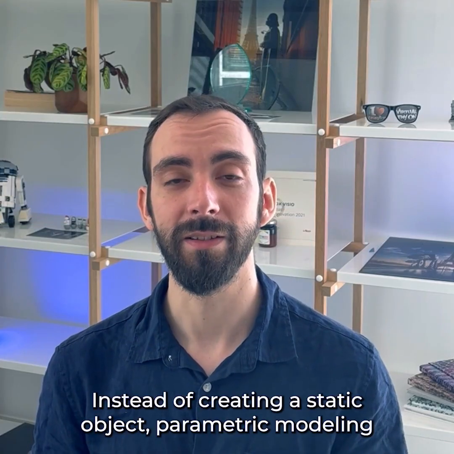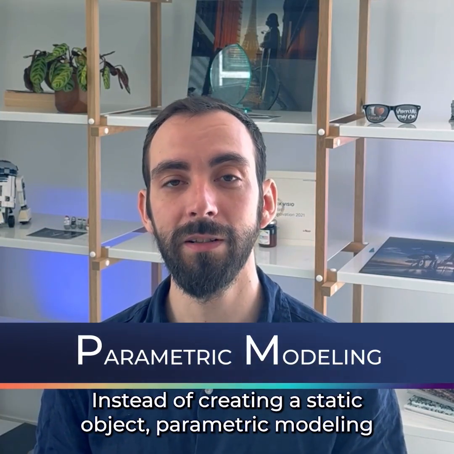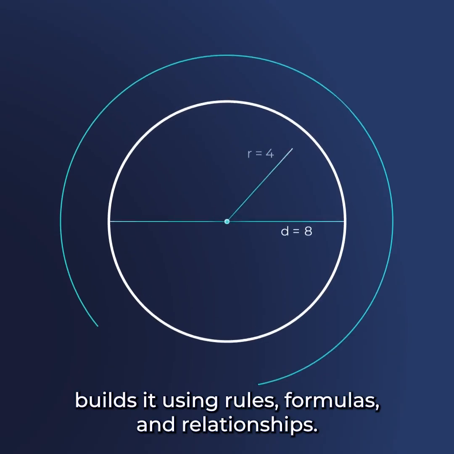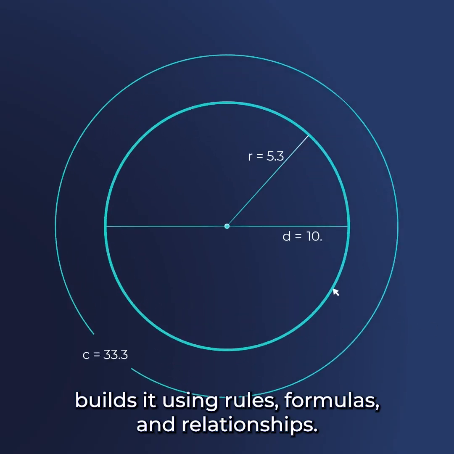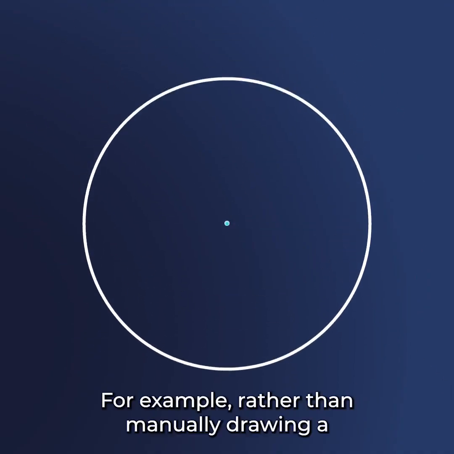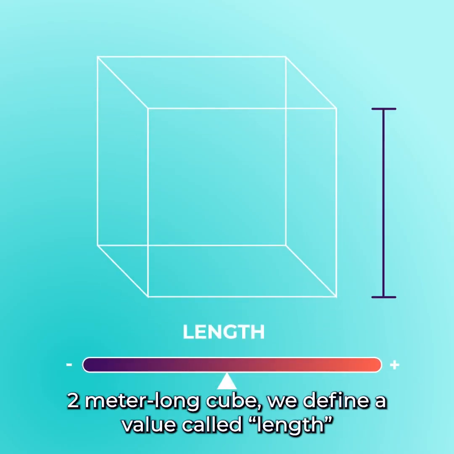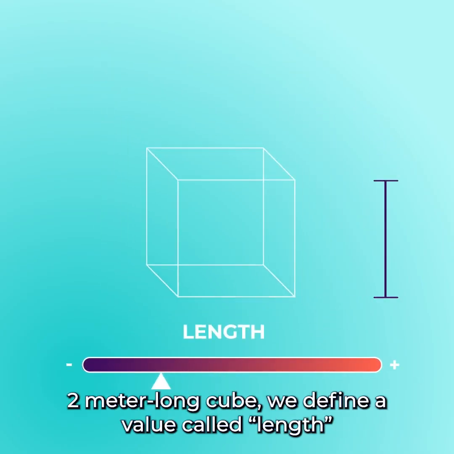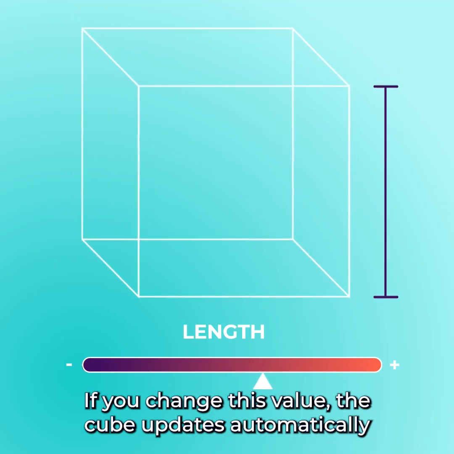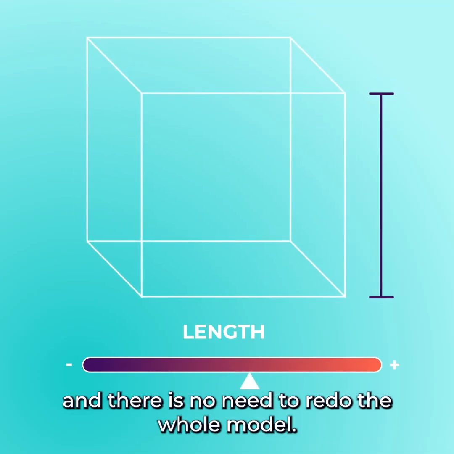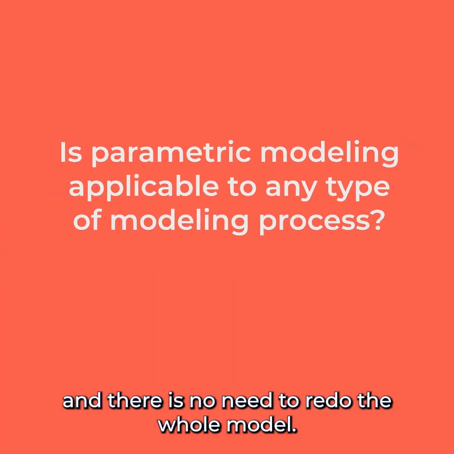Instead of creating a static object, parametric modeling builds it using rules, formulas, and relationships. For example, rather than manually drawing a 2-meter-long cube, we define a value called length. If you change this value, the cube updates automatically and there is no need to redo the whole model.